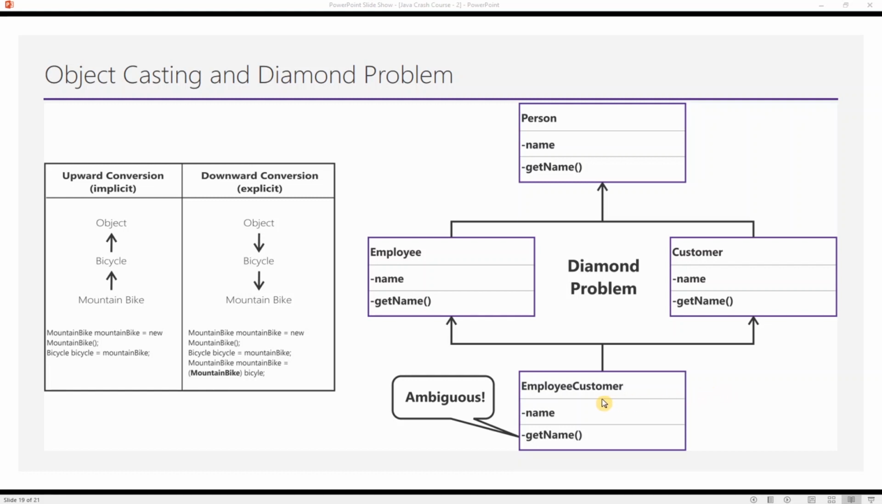In that case, you can see that the employee customer class has no means of differentiating between the inherited methods with the same name that coexist in both the superclasses. So to avoid such problems, the Java language adheres to the single inheritance model.